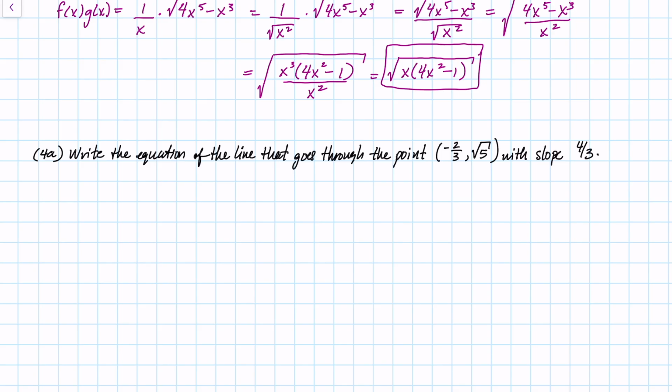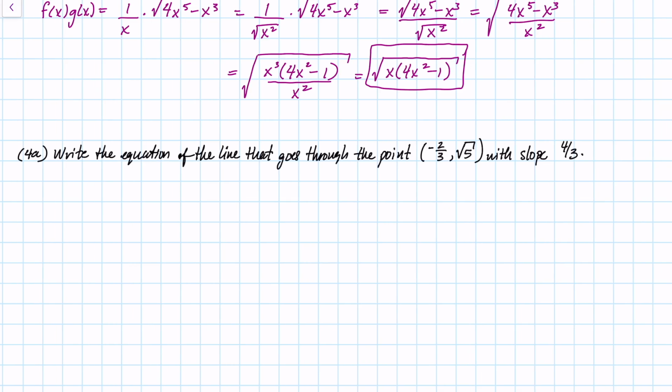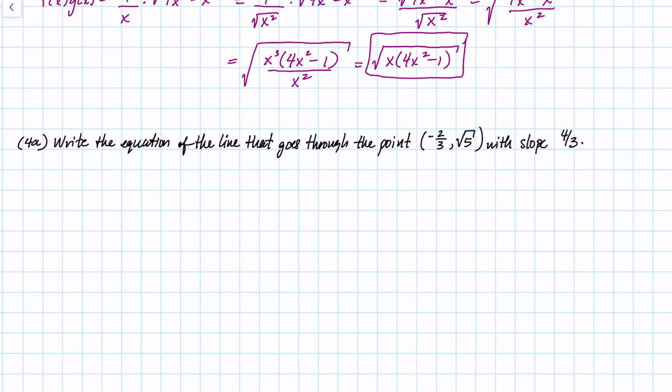All right, so now I'm going to solve the last problem. This is problem 4, only part A. And here we have to write an equation of the line that goes through this point over here with a slope of 4/3.